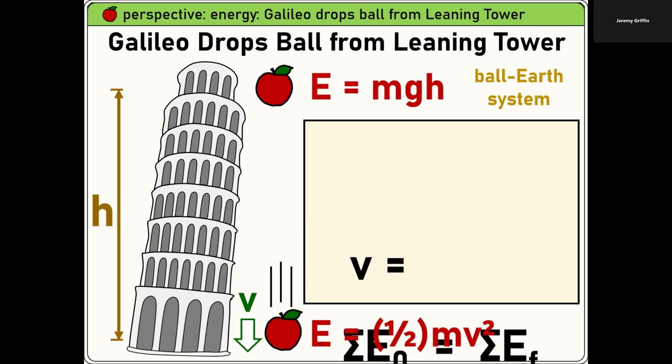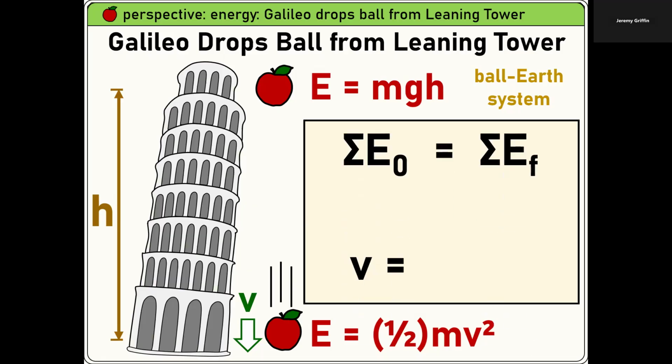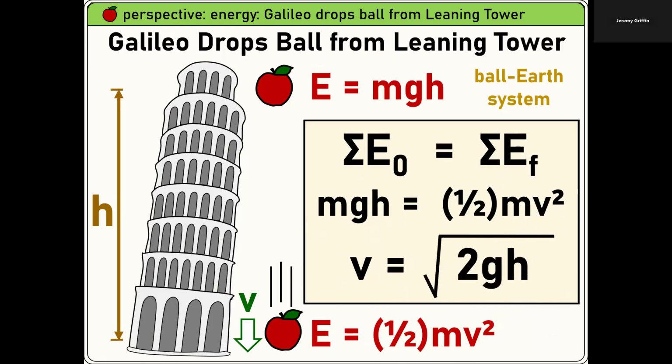Did you say the energy at the beginning equals the energy at the end? So that equals that. And then you got what? The square root of 2gh. Did you all get that? Everybody's good.